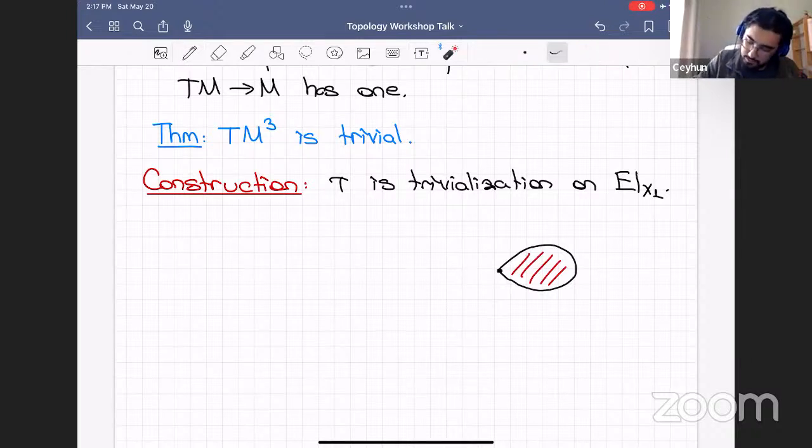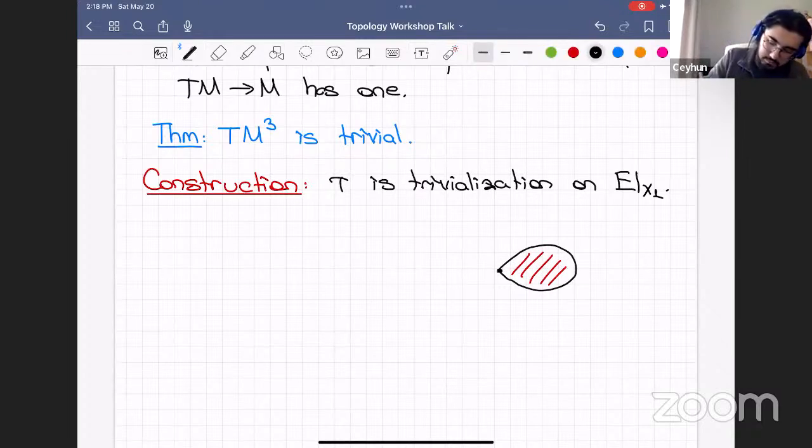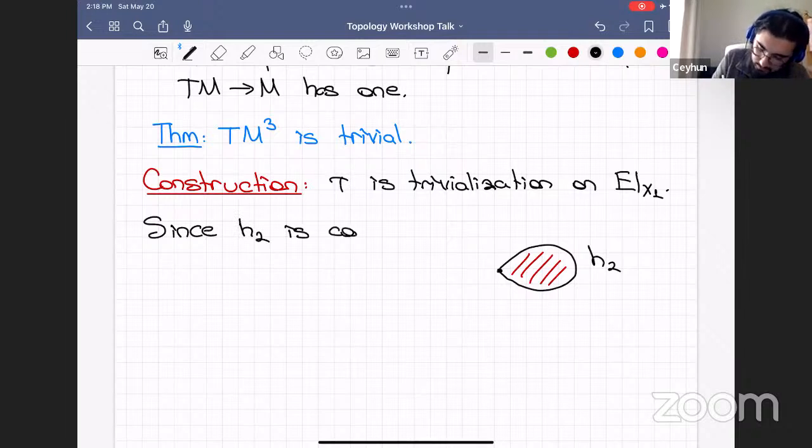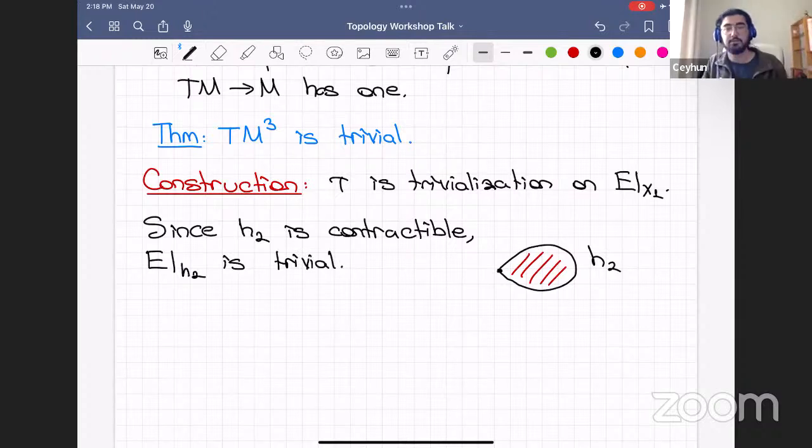tau restricts from the boundary of this 2 cell to the inside of the 2 cell, to the part where we're attaching when we attach a 2 cell. Let's call this 2 handle H2. Since H2 is contractible, if we restrict the bundle to H2, it must be trivial. Any vector bundle over any contractible space is always trivial, because you can contract the base, and when you're contracting the base, you're contracting the total space as well.